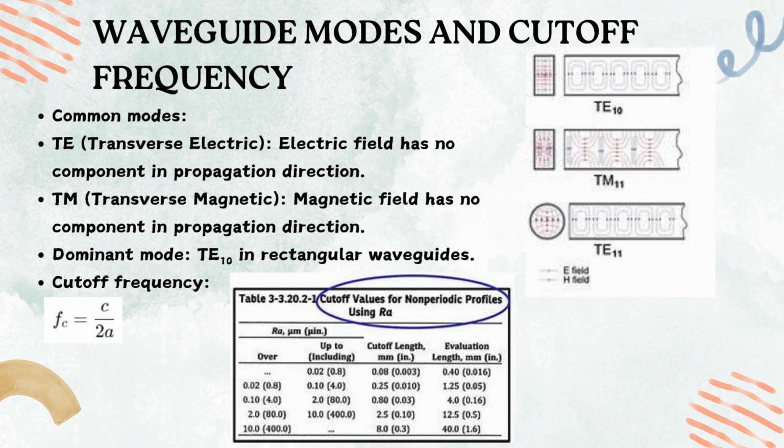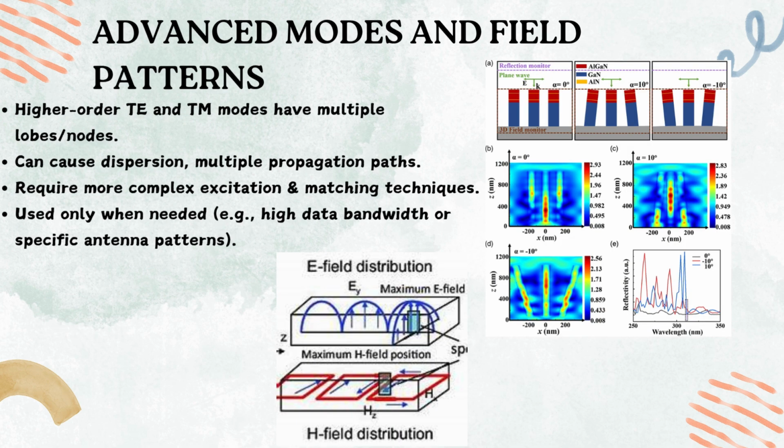So the next is advanced modes and field patterns. At higher frequencies, waveguides can support more complex modes like TE20 or TM11. These modes have multiple lobes or nodes, and they are used for more specialized applications such as high-bandwidth communications or specific antenna patterns. However, these higher-order modes can cause issues like dispersion, where different parts of the signal travel at different speeds, leading to signal distortion.